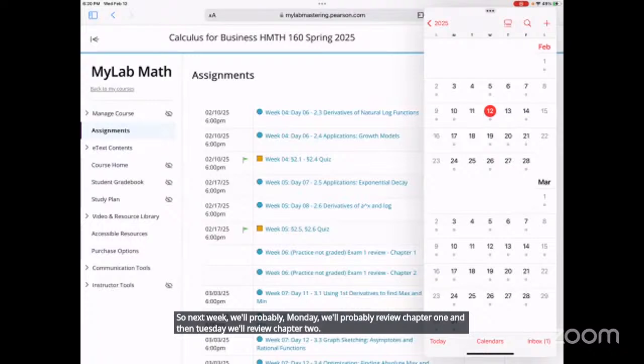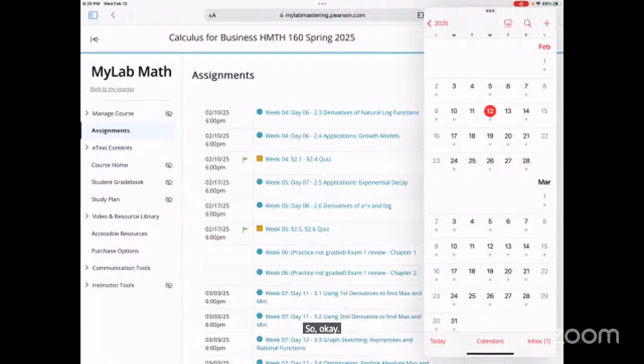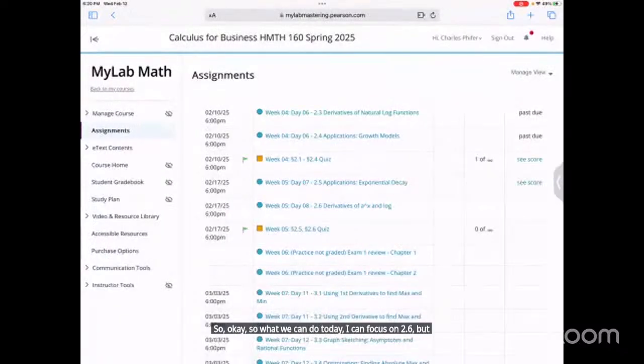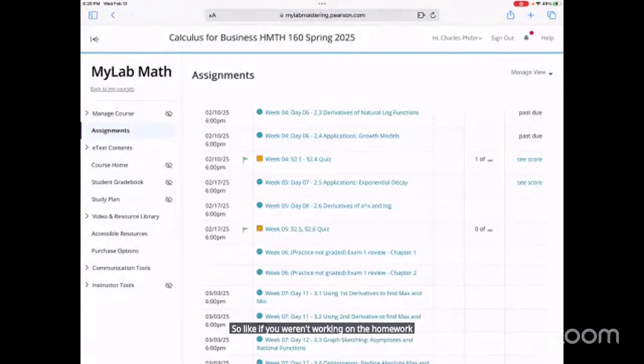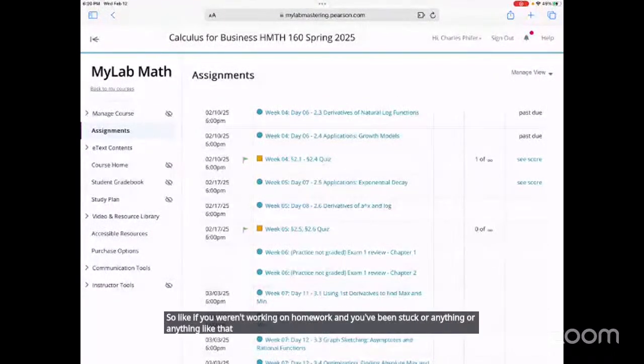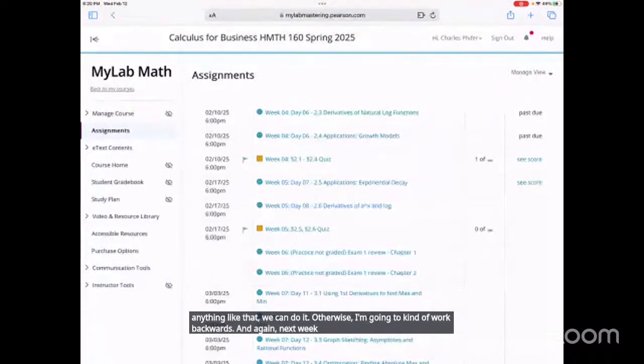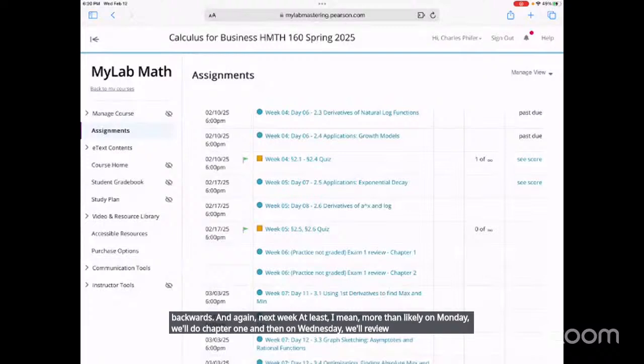So what we can do today, I can focus on 2.6, but if anybody requests or would like to work on anything from chapter 1 or 2, we can. If you've been working on the homework or you've been stuck, we can do it. Otherwise, I'm going to work backwards. And again, next week, more than likely on Monday, we'll do chapter 1, and then on Wednesday, we'll review chapter 2, and that'll serve as the review for the exam. So we'll save that for next week.